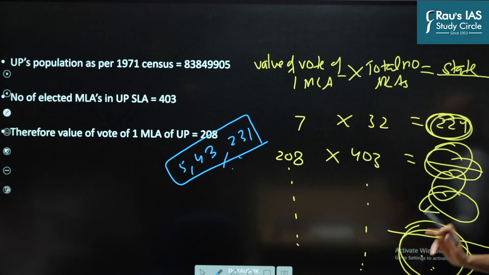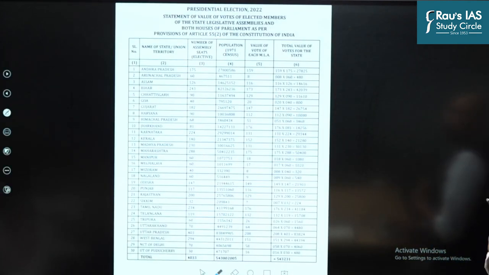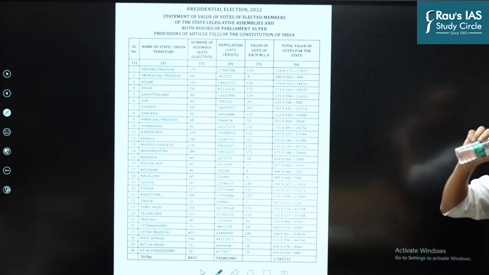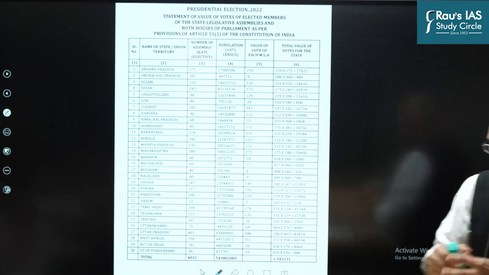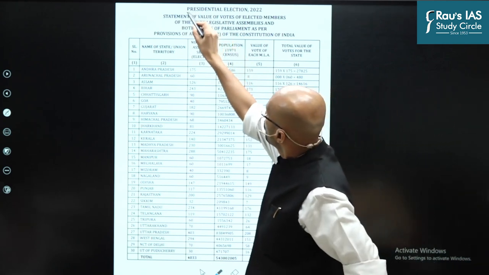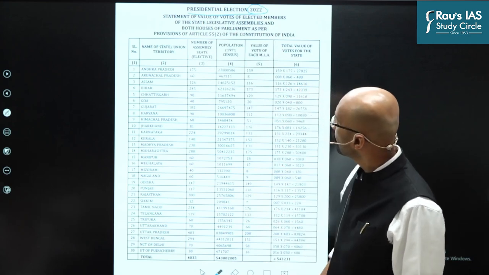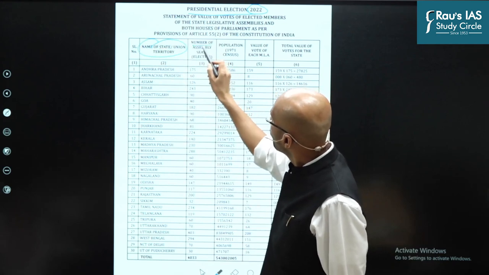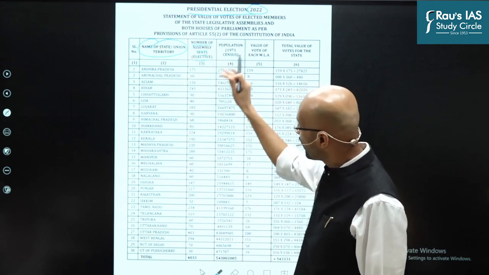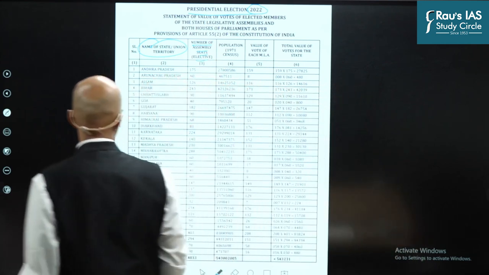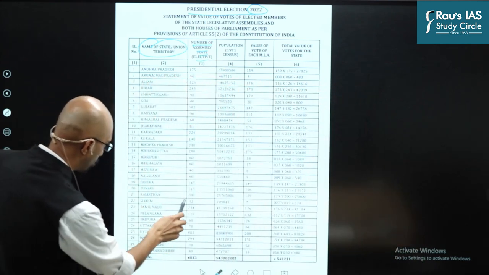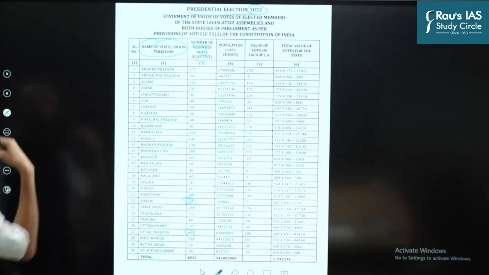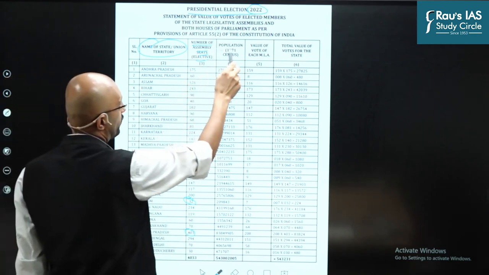Okay, let me show you the table. Look at this table. I hope you can read this from the back. So election 2022. Names of states, number of assembly seats elected. So which Vidhan Sabha has how many MLAs? For example, we have taken two examples, Sikkim 32 and UP 403, and the remaining you all know, right? Then population as per 71 census.